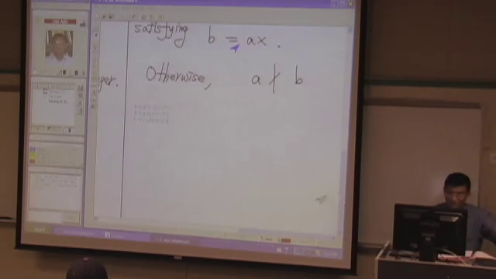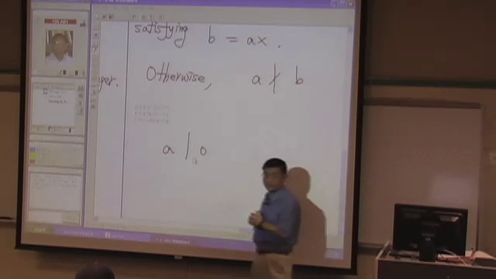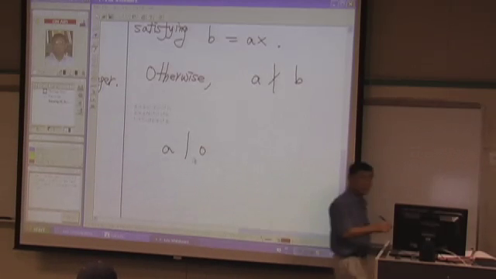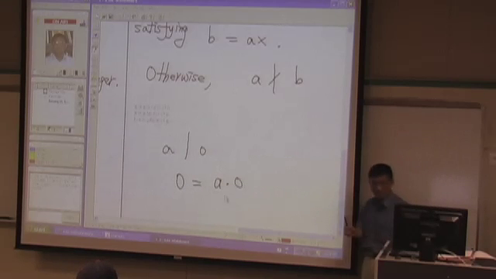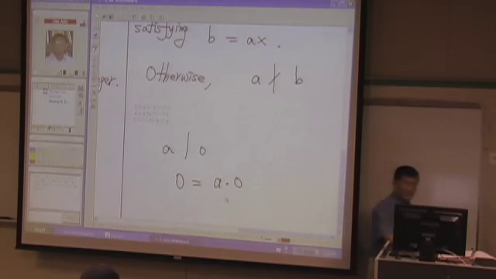First property, A divides 0. Then you need to prove it. What should you do? You should say 0 equals A times something. 0 equals A times what? 0. So 0 equals A times 0. So proof is done, right? Proof is done.